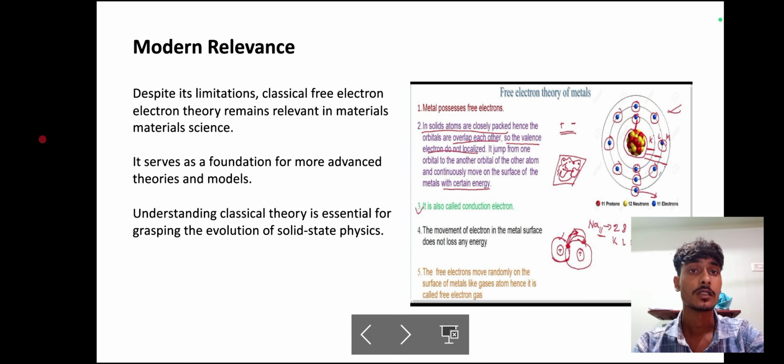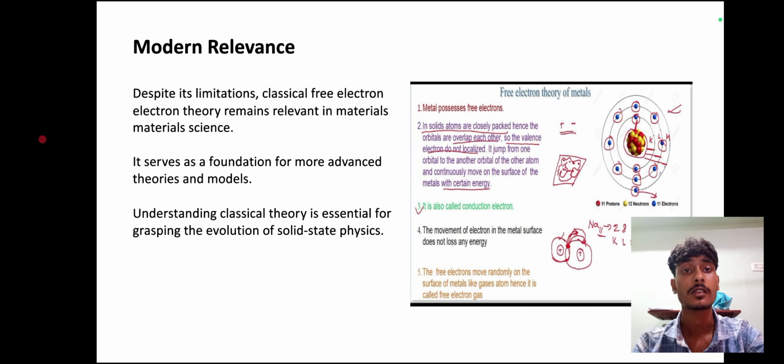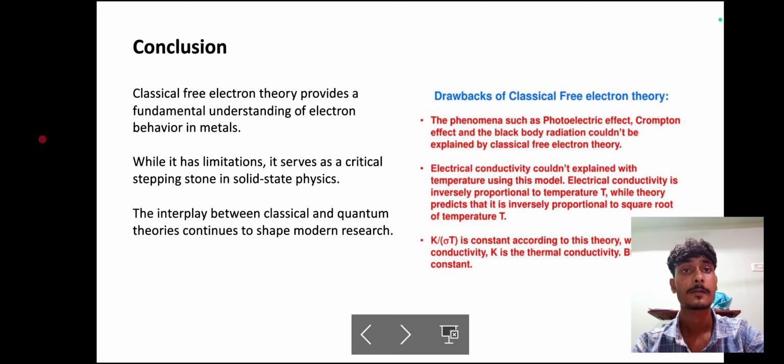Modern relevance. Despite its limitations, classical free electron theory remains relevant in materials science. It serves as a foundation for more advanced theories and models. Understanding the classical theory is essential for grasping the evolution of solid state physics.